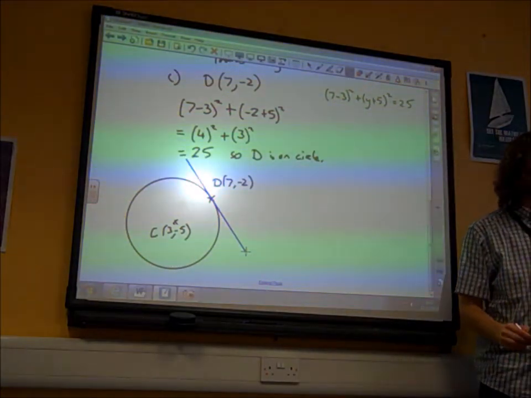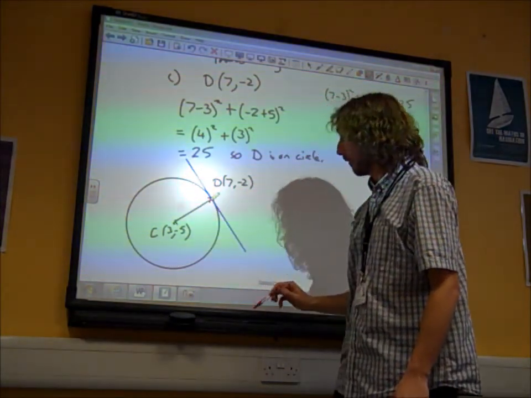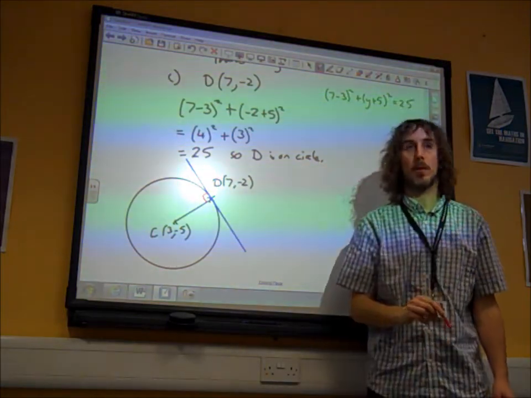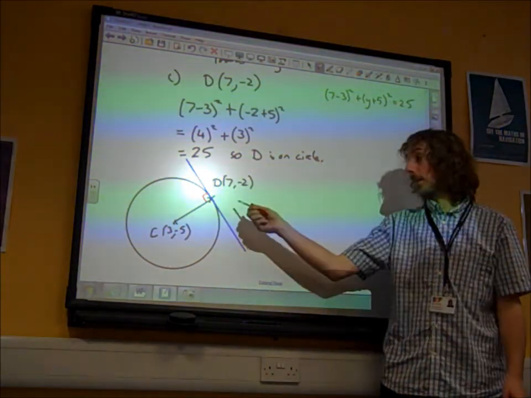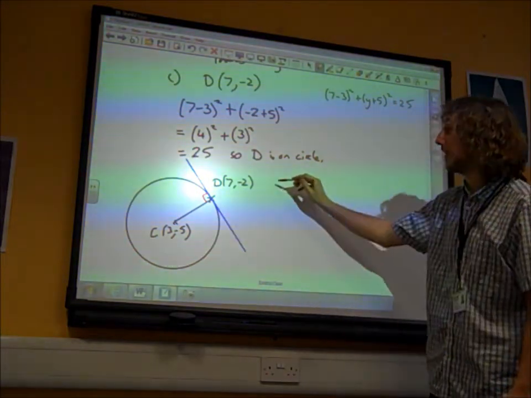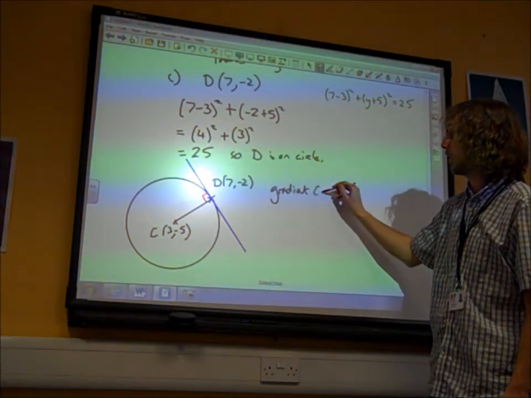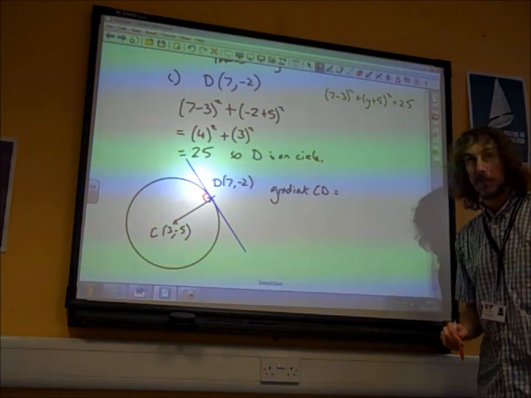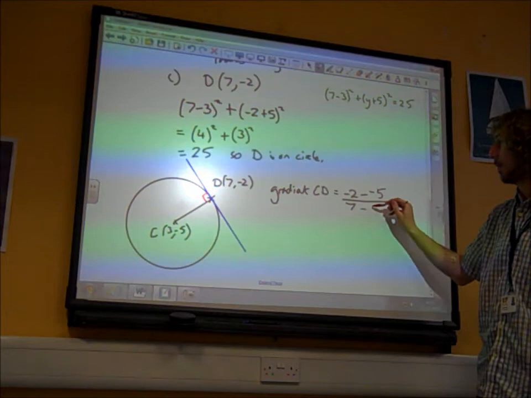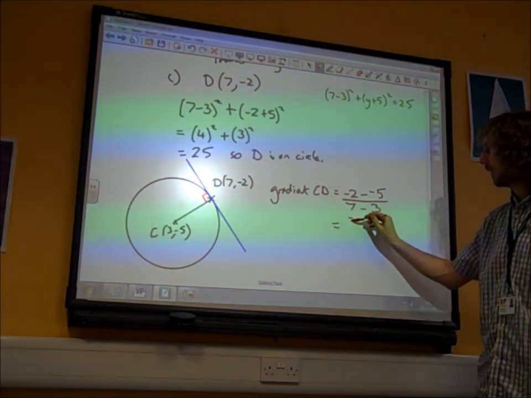What we know is that if we were to join up that point to that point, it would leave us with a right angle there. And that's the crucial thing here. So we've got a point that lies on this tangent. We need to know its gradient. If we find the gradient of CD, then the gradient of CD is change in y over change in x, remembering to get these the right way around. That gives us, what does that give us? 3 over 4.